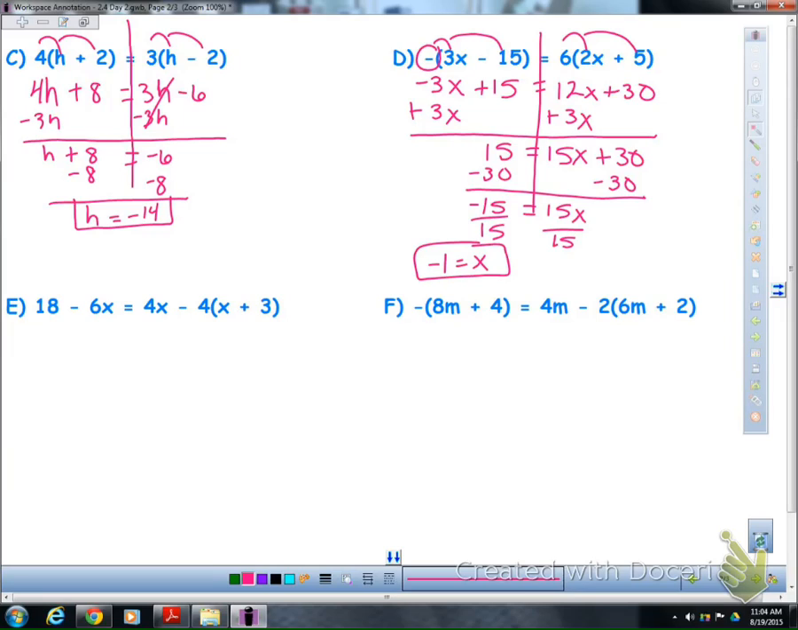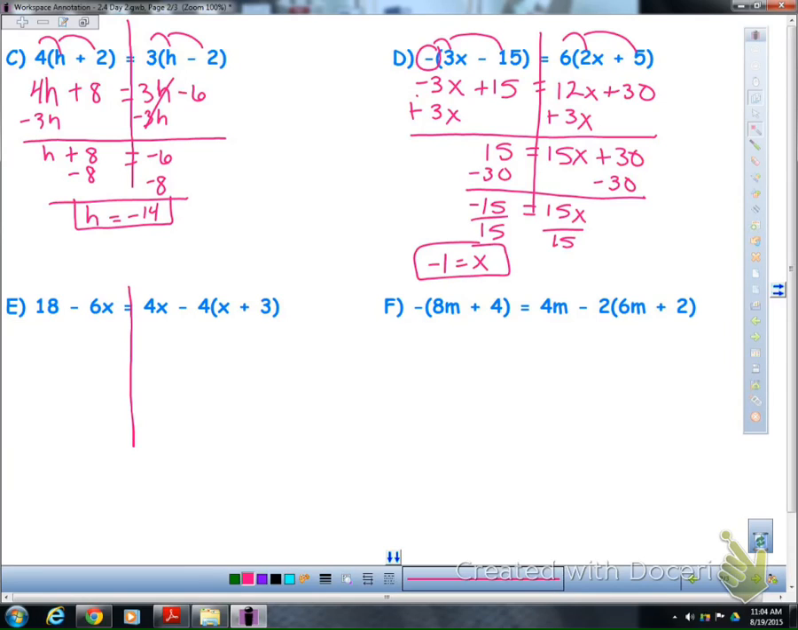Okay, if you look at example D, first of all, on the left side, you're distributing a negative 1. So all that does is change your signs, makes it negative 3x, positive 15. Get your variables on the same side. Subtract 30, divide by 15, you end up with x equals negative 1. Okay, let's look at example E.